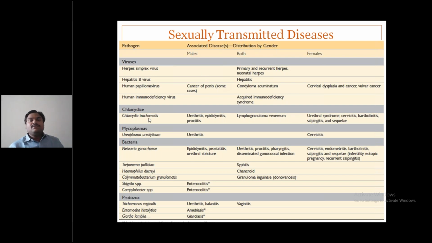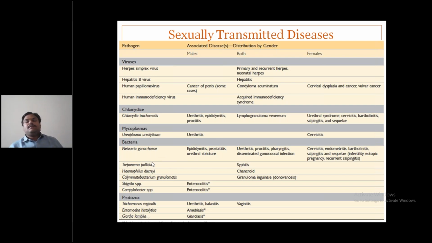Next is infection with Chlamydia trachomatis, which causes urethritis, epididymitis, and proctitis. It also causes lymphogranuloma venereum. In females, it causes urethral syndrome, cervicitis, Bartholinitis, salpingitis, and the complications of it. Whereas Mycoplasma will cause urethritis and cervicitis.